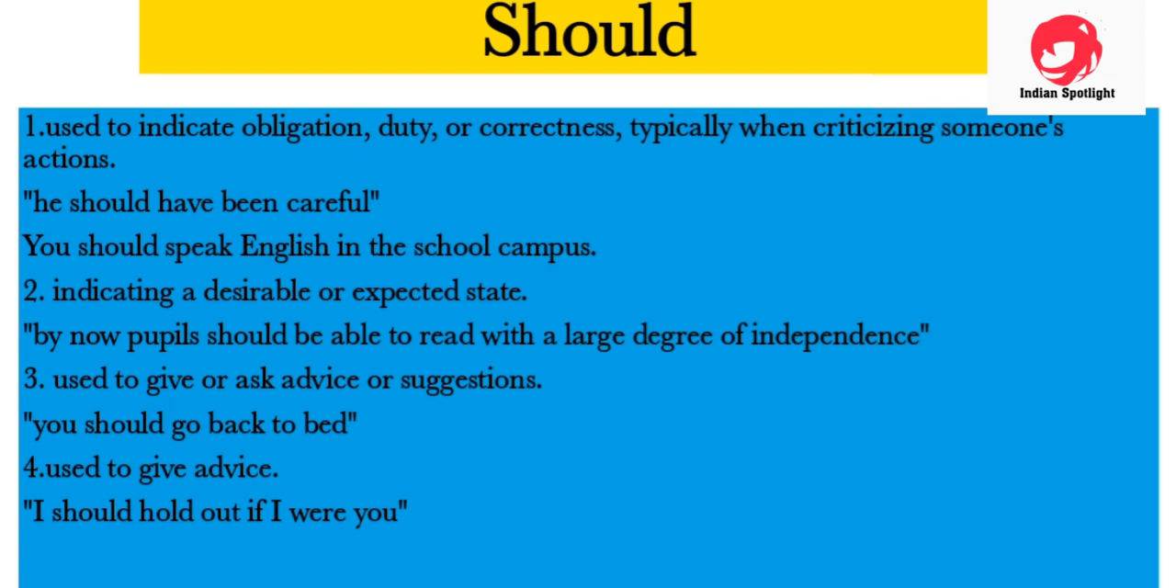Number four, used to give advice. I should hold out if I were you. Now, one important thing you can find out in the last example here: I were you. After I, instead of was, were is used. But there is also a reason. The reason is that it refers to a continuation of a wish that we want to be fulfilled. So here, I were refers to someone's wish to be fulfilled.